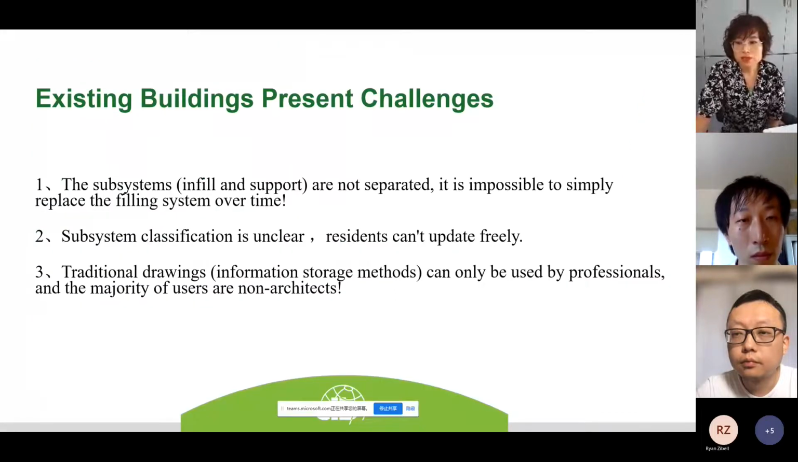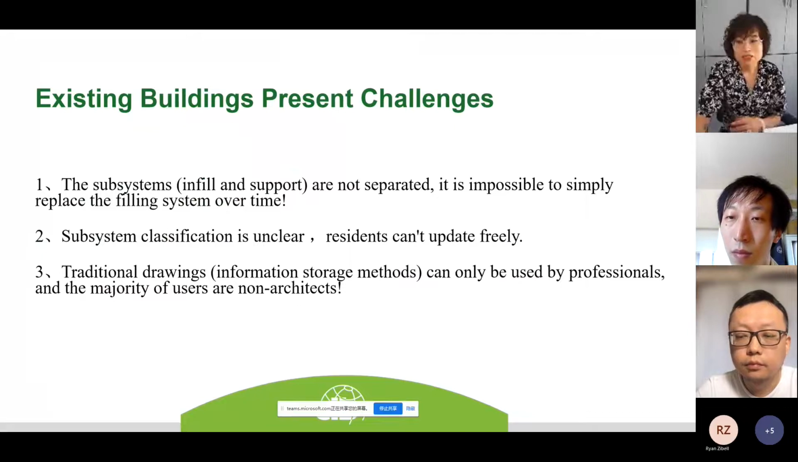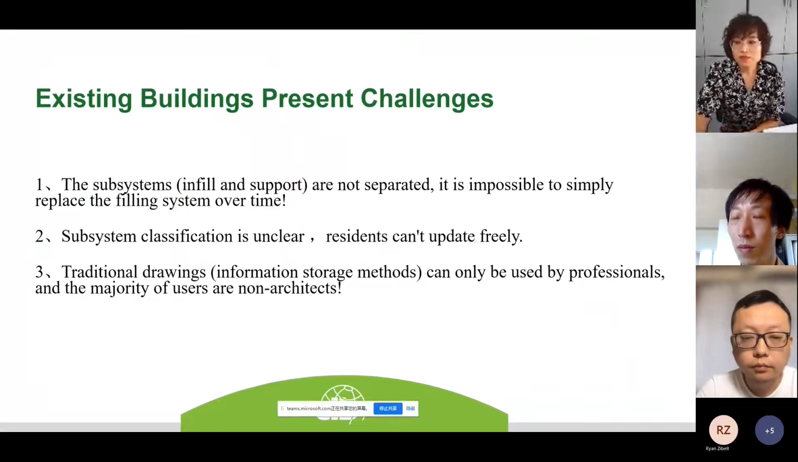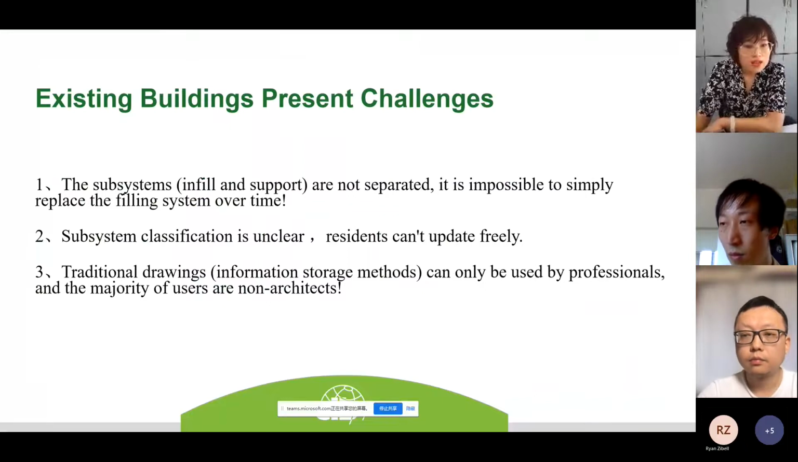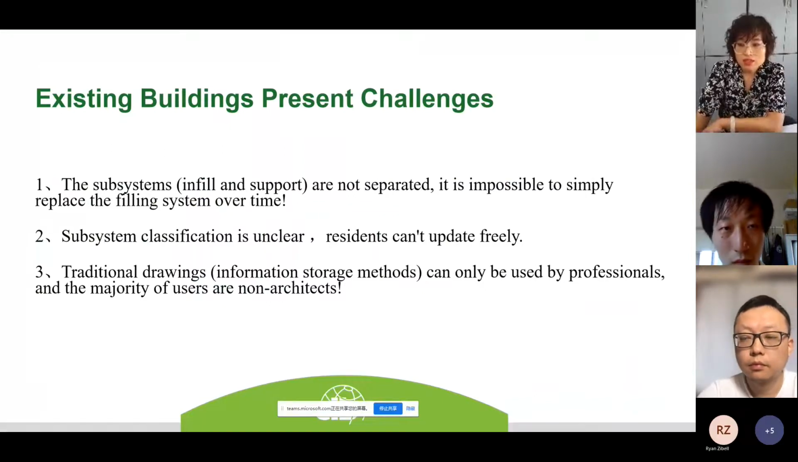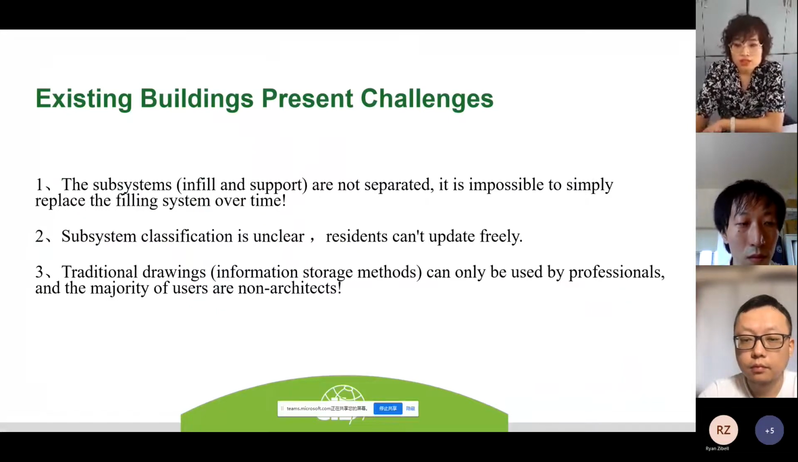We all know the buildings want to be long life. The separation of the system is the work that must be done. But this didn't happen in past work. It is impossible to simply replace the failing system over time. Next, the subsystem classification is unclear, and the residents can't update freely. The third, traditional drawings can only be used by professionals, but the majority of users are not.